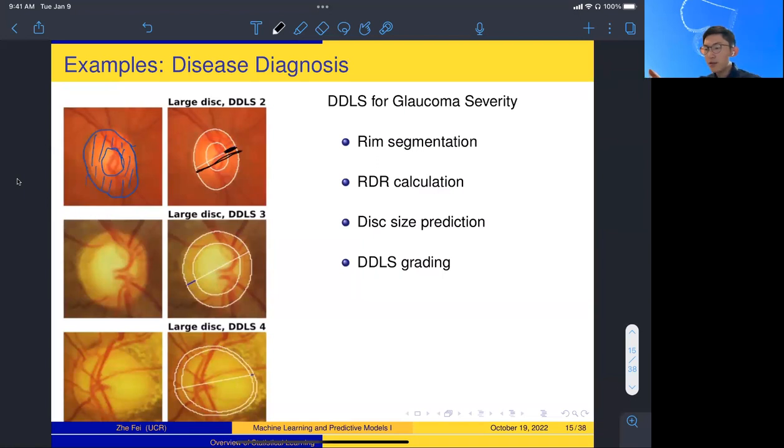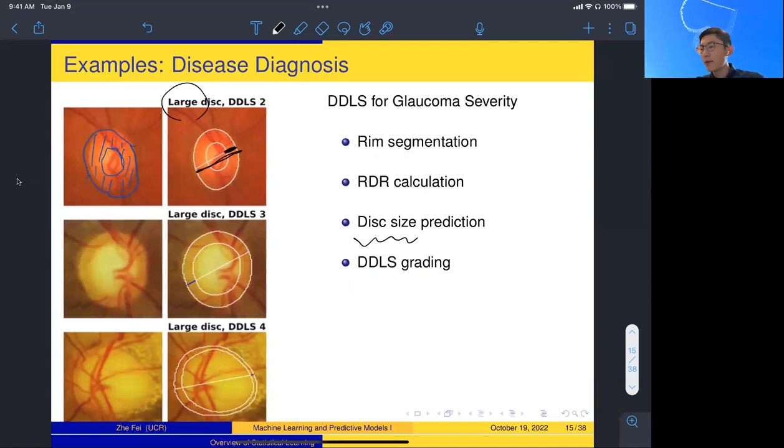So clearly, we see that the rim segmentation is the first step, and then we want to calculate this rim to disc ratio by identifying the narrowest rim and then calculate the ratio. Then, in addition, we need to do this disc size prediction, as indicated here, whether overall your optic disc is large, medium, or small. That's another piece of information we need.